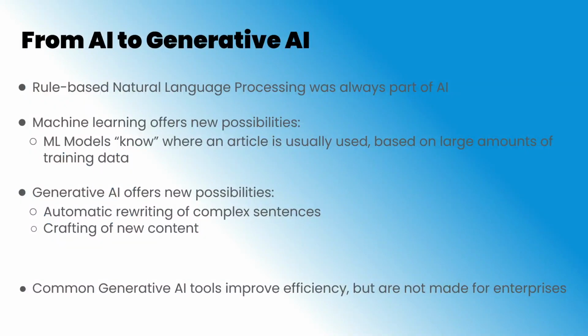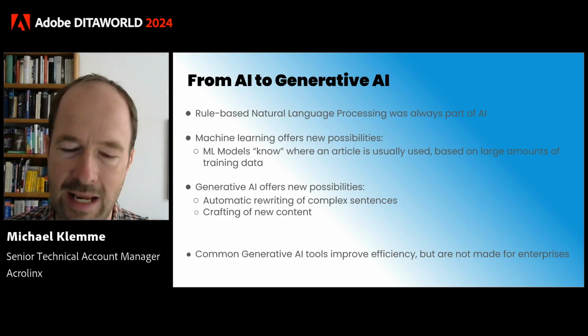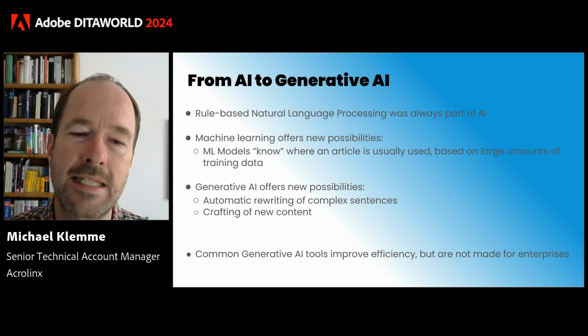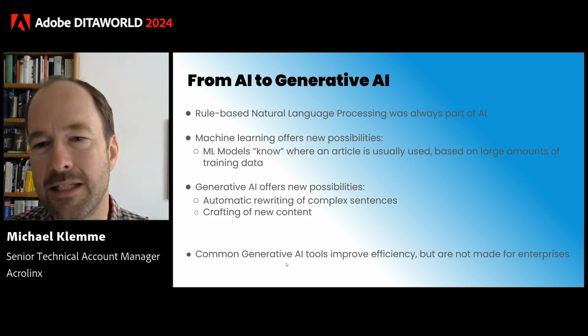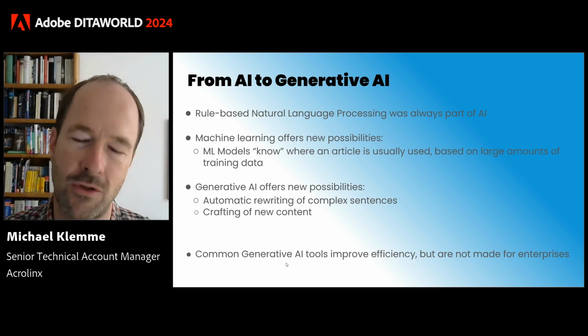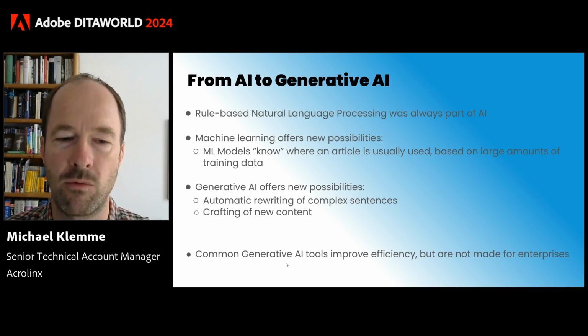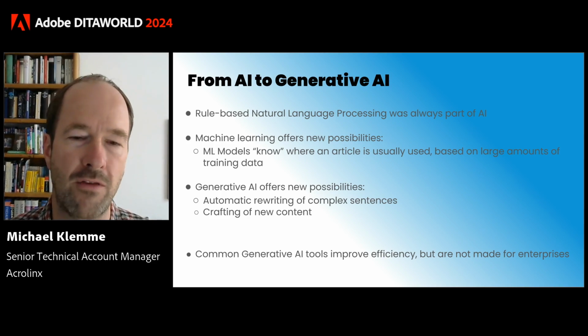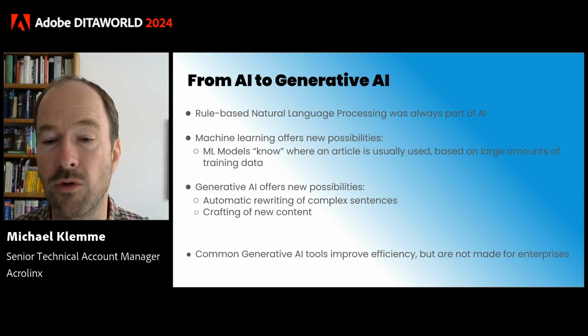Acrolinx has always been an AI system. We've been around natural language processing for 22 years. We've been adding machine learning as an addition some years ago, but now generative AI offers us additional possibilities that we are going to use. So we can, with generative AI, offer rewrites of complex sentences or suggestions how to change those sentences. And that's going to be a major game changer, I think, for many writers, since those are very difficult to fix for them.